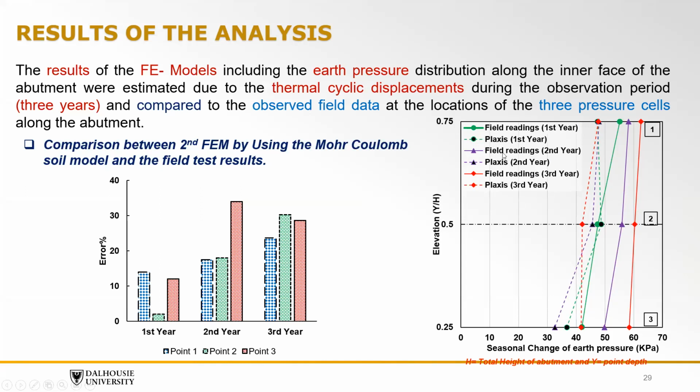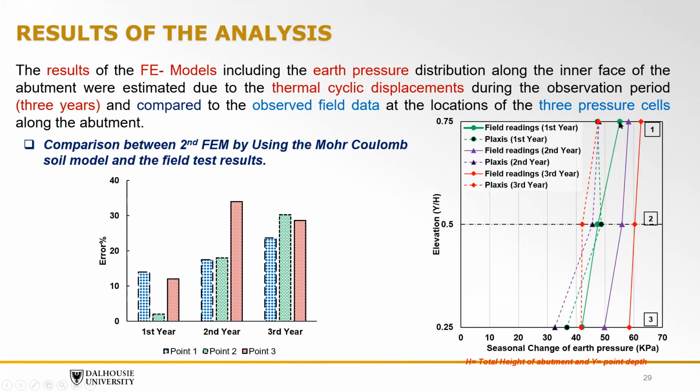In purple, we present the field results of the second year, and in red the field results of the third year. The Plaxis results of the respective years are in dotted lines. These are presented along the height of the abutment, and here we are presenting the seasonal changes of the earth pressure, so the difference or the movement of the earth pressure. These are the three locations where we measured the pressure.